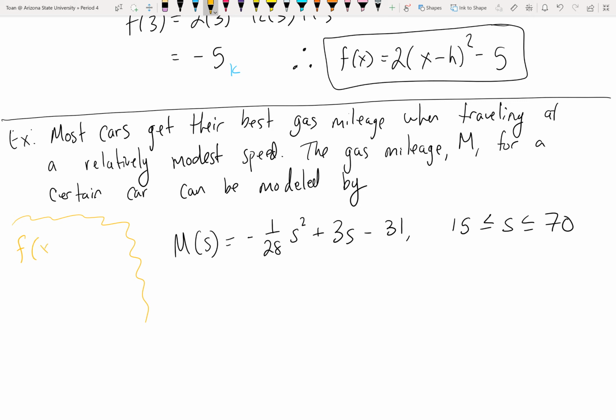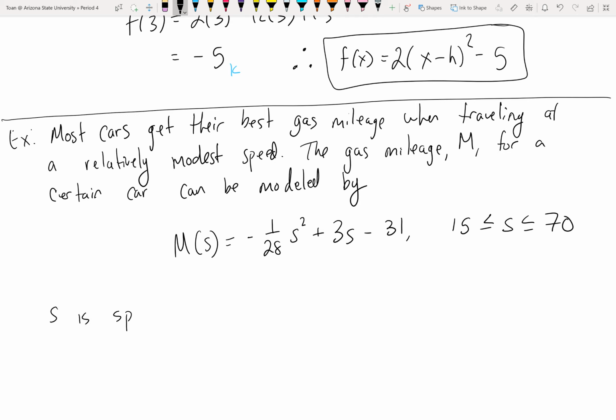Normal functions are f of x equals stuff, right? So instead of f, they use a capital M. Instead of x, they use an s. So the M is the output. The s is the input. So instead of x and y, we have s's and m's. So just keep track of the variables in your head. So let's go ahead and define the variables here.